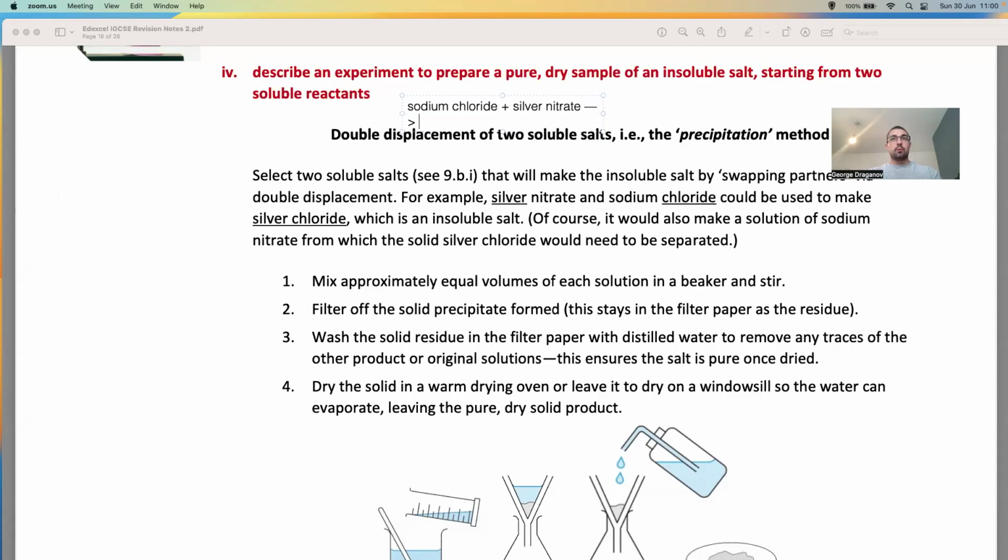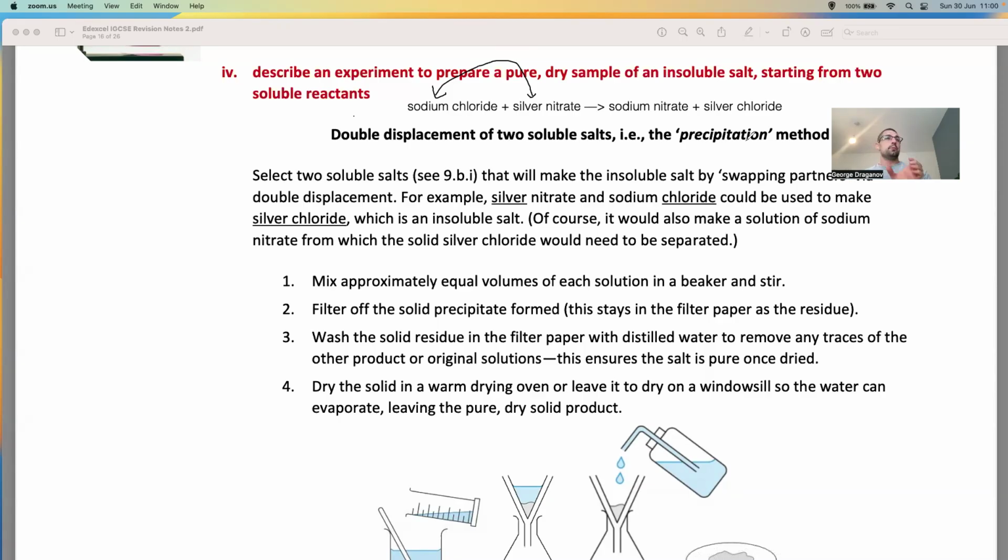They're going to now double swap. So the sodium chloride becomes sodium nitrate, and the silver nitrate becomes silver chloride. So they've essentially swapped partners, if you like. Okay, they've done a swap. These two have just swapped. Okay. Now the products will be this, which is soluble, and this, which is insoluble.